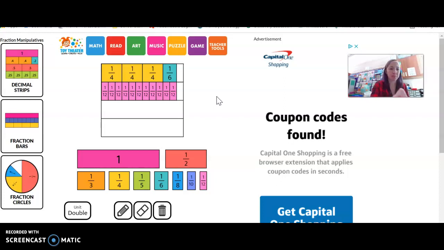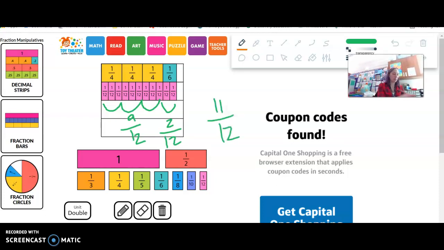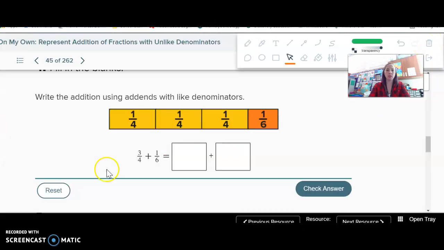So then it works. So I have 3, 6, 9 12ths is my 3/4. And then I have 2 more 12ths here. So then I get 11 12ths as my answer. So that one, again, I had to find a new one. All right, we'll do one more. And then on your worksheet, please use the strips. Please use some sort of model.